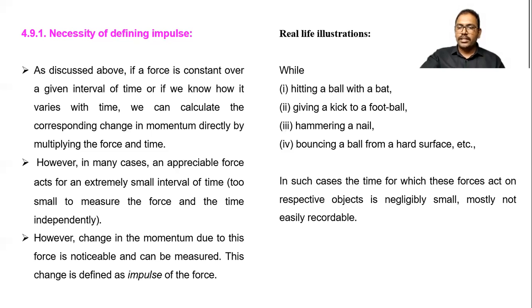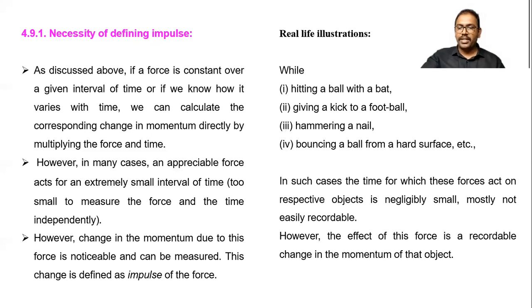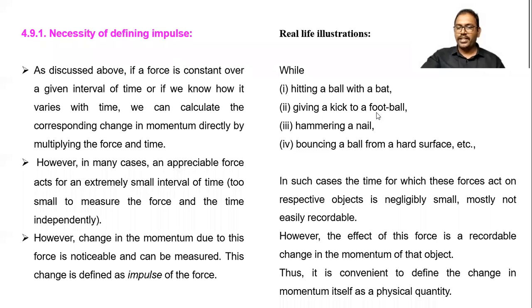In such cases, the time for which these forces act on the respective object is negligibly small, mostly not easily recordable. However, the effect of this force is a recordable change in momentum. So it's very difficult to find out impulse, but we can find out the change in momentum, and change in momentum and impulse are the same. So thus it is convenient to define change in momentum itself as a physical quantity, which is equal to the impulse.